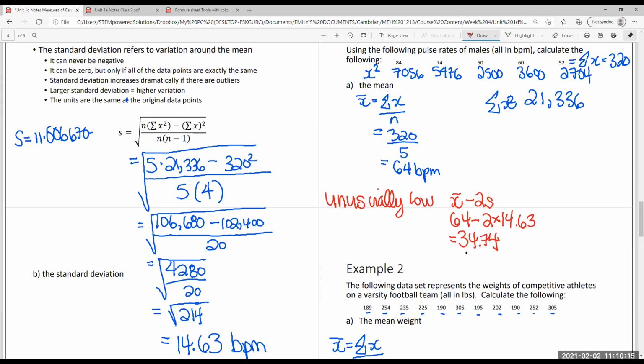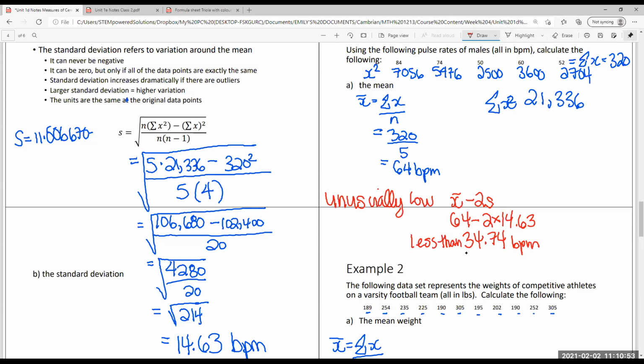Oh no, hold on a minute. That doesn't make sense. I'm going to have to erase that. Make sure you do the multiplication first. So 2 times 14.63 equals 29.26. So 64 minus the answer equals 34.74 beats per minute. So anything less than 34.74 beats per minute is going to have an unusually low beats per minute. So less than 2 standard deviations from the mean.